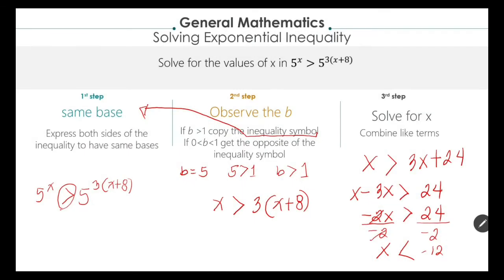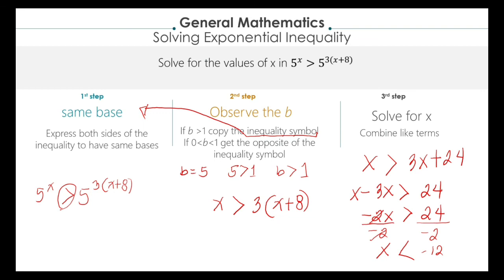Bakit pinalitan ng opposite symbol? Dahil bumaba yung kanyang value. Every time na magmo-multiply ka or magdi-divide ka ng negative, bababa yung kanyang value. Hindi ba? Or mababago yung value niya. That is why, papalitan mo ngayon yung inequality symbol. So, lagi niyong tatandaan, when you divide or multiply a negative integer, at ang iyong given ay inequality, you have to get the opposite symbol of that inequality.